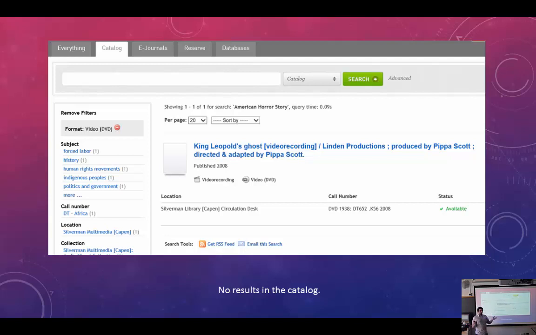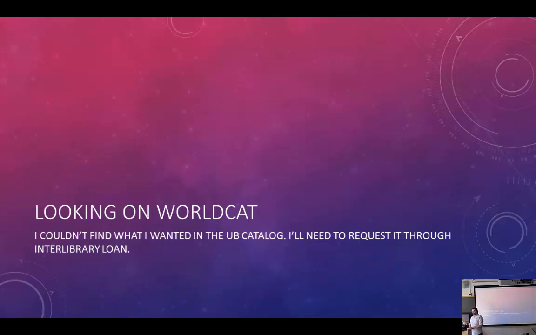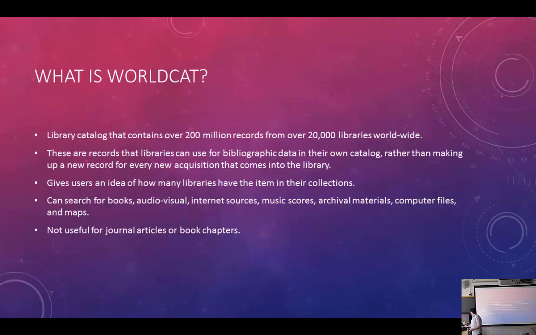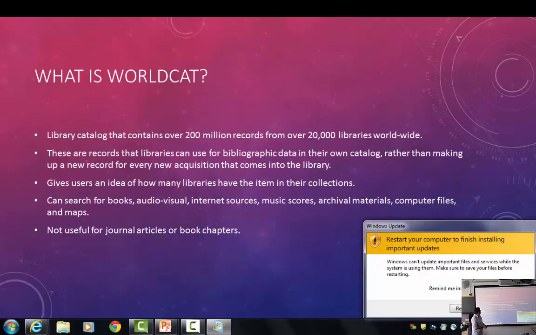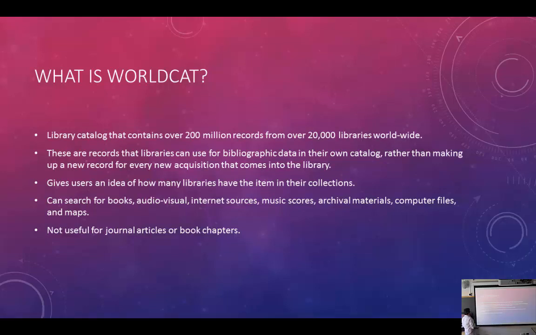So I'm like, well, UB doesn't have the material that I want, so I'm going to see if I can get it from another library. So I couldn't find what I wanted in the UB catalog, so I'm going to request it through interlibrary loan. To do that, we're going to go to WorldCat. So what is WorldCat? WorldCat is a library catalog. It contains over 200 million records from over 20,000 libraries worldwide. So these are records that libraries use for bibliographic data in their own catalog.